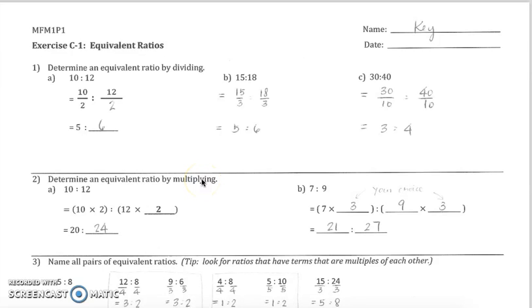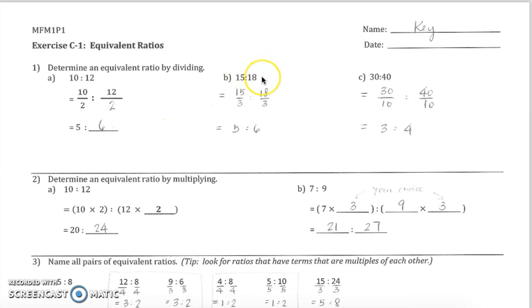Exercise C1, Equivalent Ratios. 1a. Determine an equivalent ratio by dividing 10 to 12. So if we have to come up with an equivalent ratio by dividing, you can choose any number to divide, and these numbers need to be factors of the two numbers 10 and 12. Well, because we have set up 10 divided by 2, we have to use the factor of 2, so 12 divided by 2. So you have an equivalent ratio of 5 to 6.